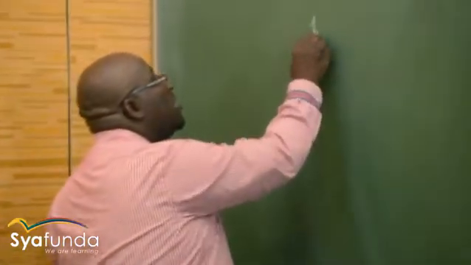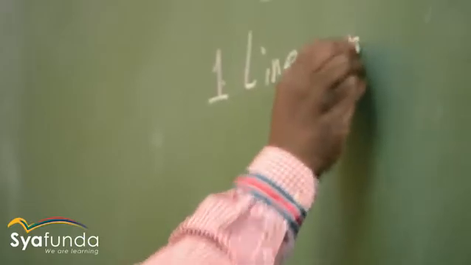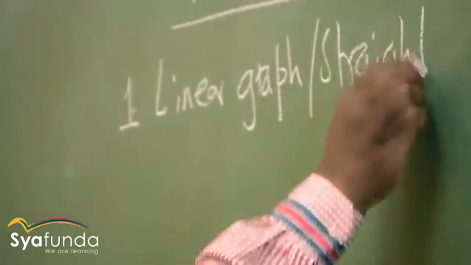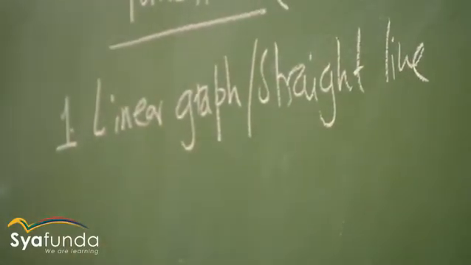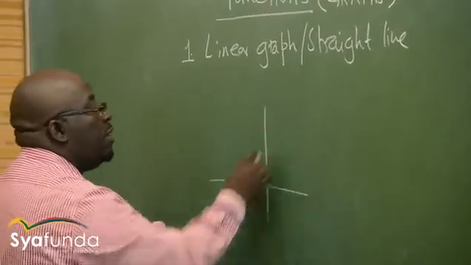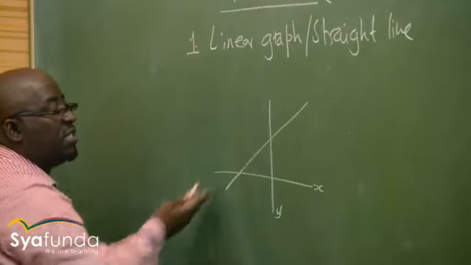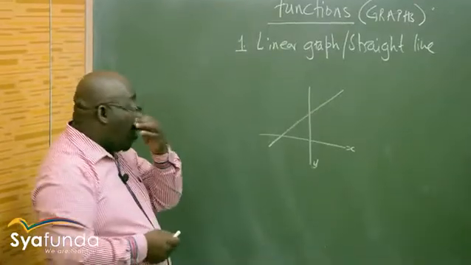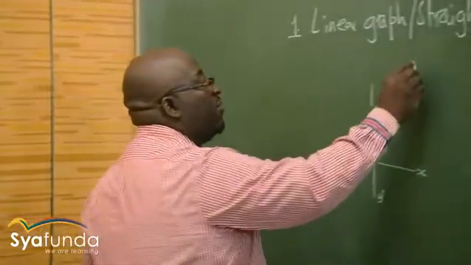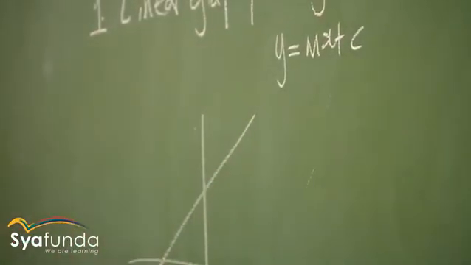The first one is called linear graph. Other people call it straight line graph. As the word explains, it's just a straight line graph. For example, if I've got a Cartesian plane, these are the x-axis and these are the y-axis. So this is a typical straight line graph. But like all other graphs, straight line graphs have got what we call a general formula. It's y is equals to mx plus c. That's the graph that I want us to start with.